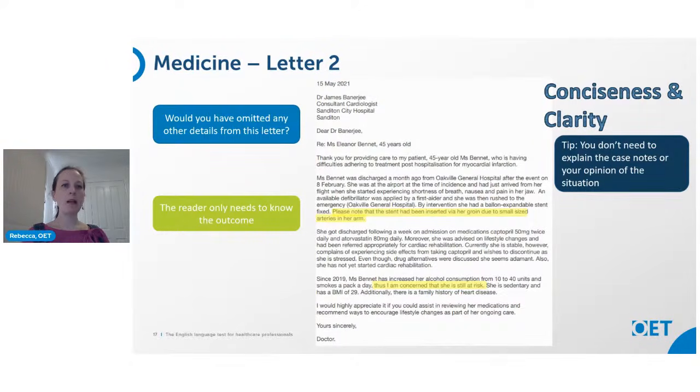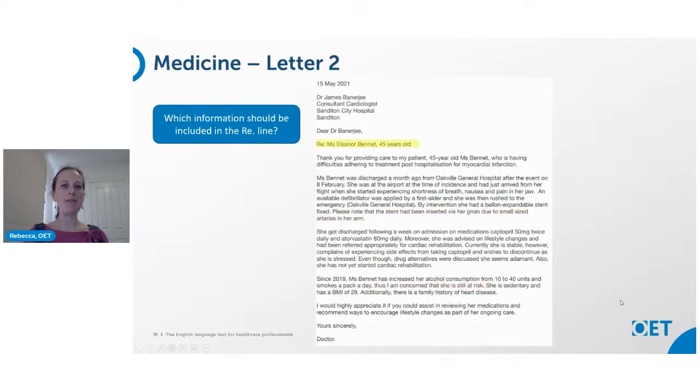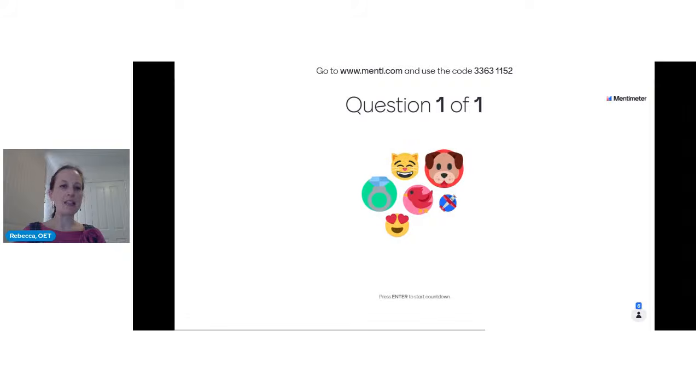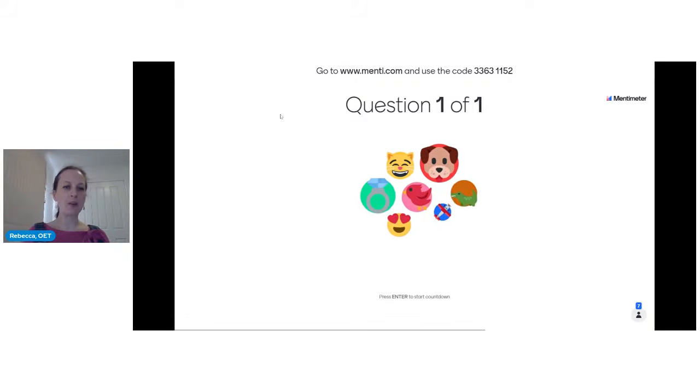All right, we've got one last question about this letter, which is: which of these statements about the information to include in the RE line at the start of your letter is correct? The poll question is coming through to click on in the link in chat now. Which details can you include in the RE line? This one's going to work a little bit differently. We're going to start the question. People are joining now, and then I think if we press enter, it will start the question.